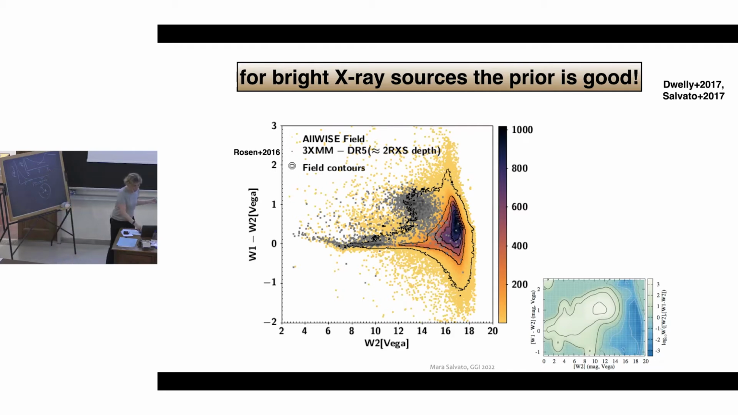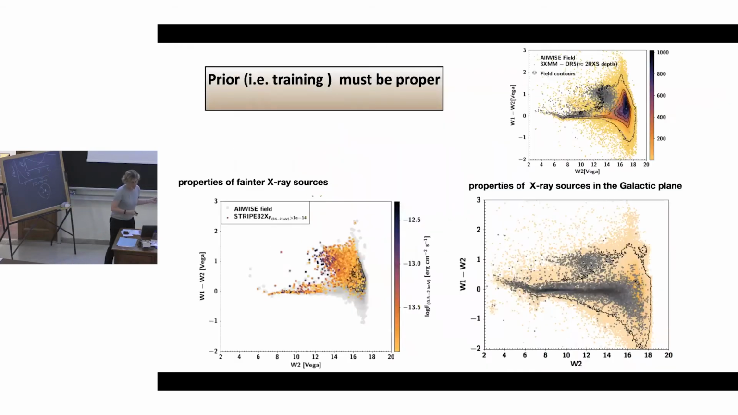We were super happy, but if you take fainter X-ray sources, you start to get your objects that go on top of the field, so the prior doesn't work anymore. Or if you go closer to the galactic plane, where all the Milky Way is visible, you are dominated by stars, and the stars can be everywhere. So our prior that was so successful is going to fail completely. Means that we cannot use only W1 and W2. We needed to increase the number of parameters.